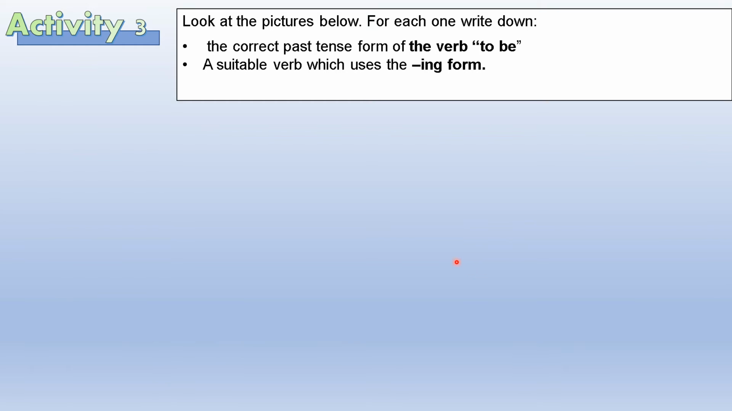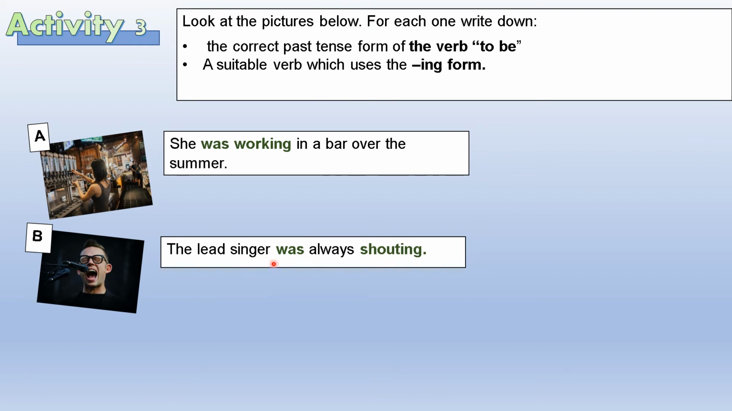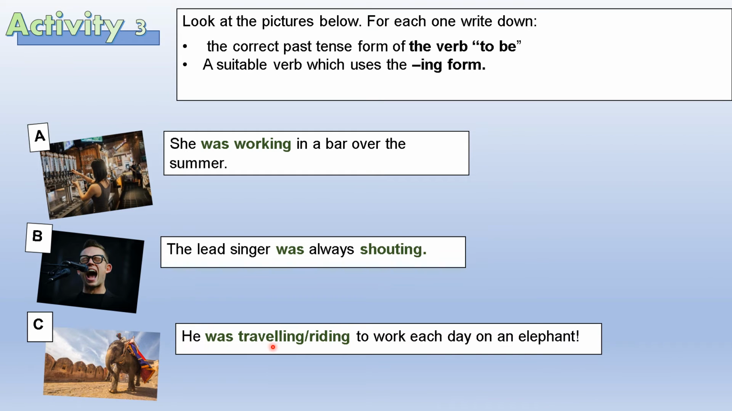Okay, let's go over some solutions to these. A, she was working in a bar over the summer. So the working was taking place on more than one occasion. B, the lead singer was always shouting. You can see in the picture there he's shouting into his microphone. C, he was travelling, or you could have a synonym for travelling like riding, to work each day on an elephant.